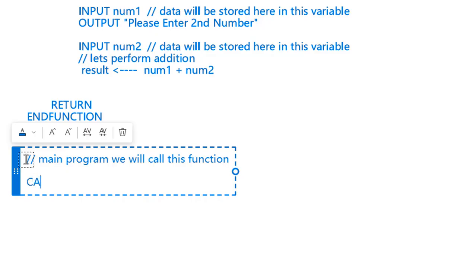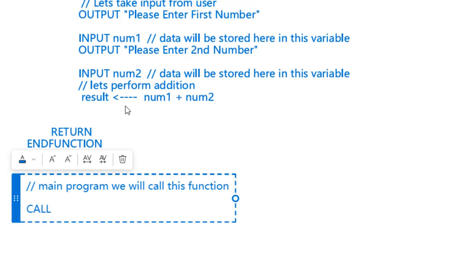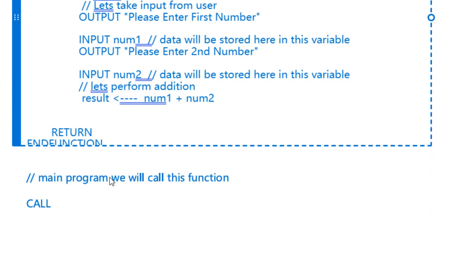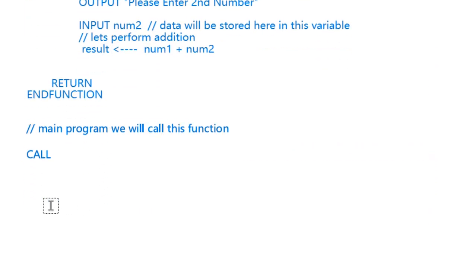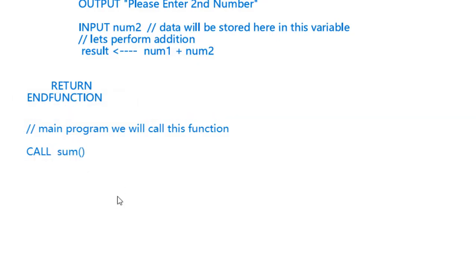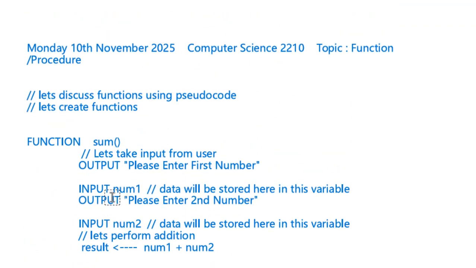Okay, how to call it? With the help of the keyword call and the identifier name, this function. Let's copy this as it is and just place it over here. Okay, that's it. That's how we will call this function.